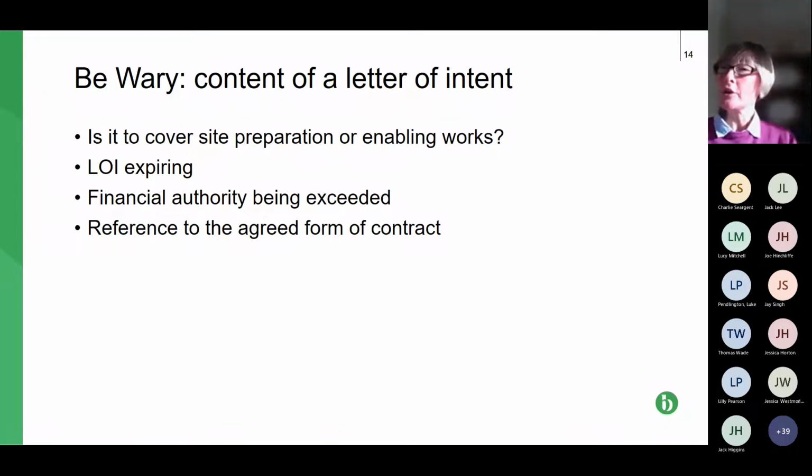Also beware of the financial authority being exceeded. So you might do the site preparation work, you might stick to the 8-week time limit, but if the letter of intent says you can incur a maximum of 50k, and within that 8-week period you do some site prep that takes you up to 150k, again, you've gone outside of your authority, and that excess that you've done is not contractual work.